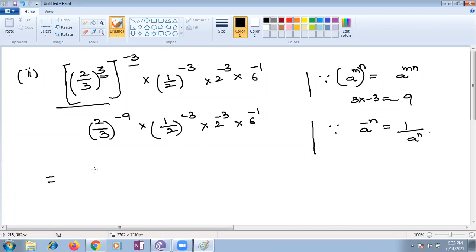Ma'am, it will be 3 by 2 whole to the power 9 into 2 cube, and again it will be 1 by 2 cube and 1 by 6. Yes, just a minute. This can be written as 2 cube. Ma'am, I have one doubt. When we multiply like this, can we divide the numbers, ma'am? Yes, you can simplify. You can reduce, because 2 cube and 2 cube will get cancelled.